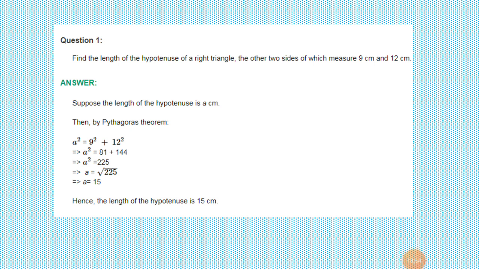Find the length of the hypotenuse of a triangle, the other two sides of which measure 9 cm and 12 cm. Suppose the length of the hypotenuse is a cm. By Pythagoras theorem, a square is equal to 9 square plus 12 square. 9 9s are 81, 12 12s are 144. So a square is equal to 225. a is equal to root 225, a is equal to 15. The length of the hypotenuse is 15 cm.